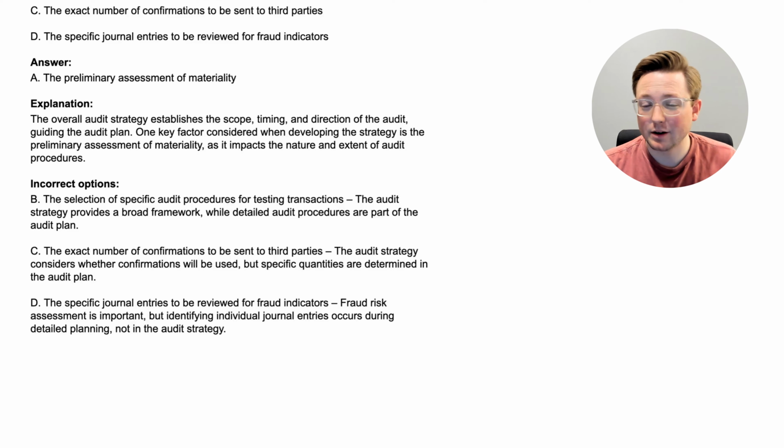But when you're being very specific about the things you're doing, you're starting to plan the exact procedures you're doing. You're figuring out exactly how many confirmations you're going to be sending out. You are figuring out exactly what journal entries you need to look at for fraud risk. That's when you start getting into the audit plan, because the audit plan is much more detailed and you kind of do the audit plan based off of the audit strategy. And so I'm hoping you can kind of see that difference as we go through this video. Now let's go to the next question.